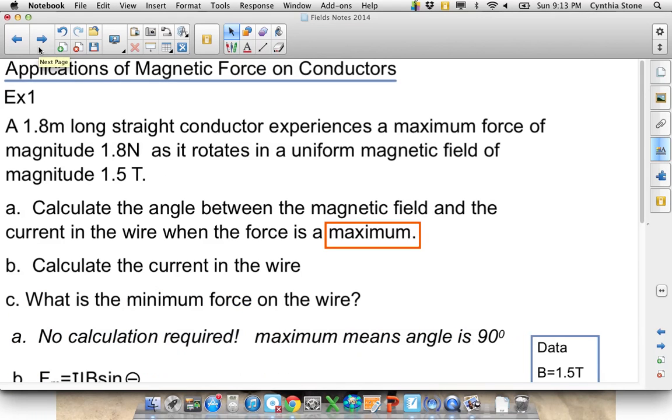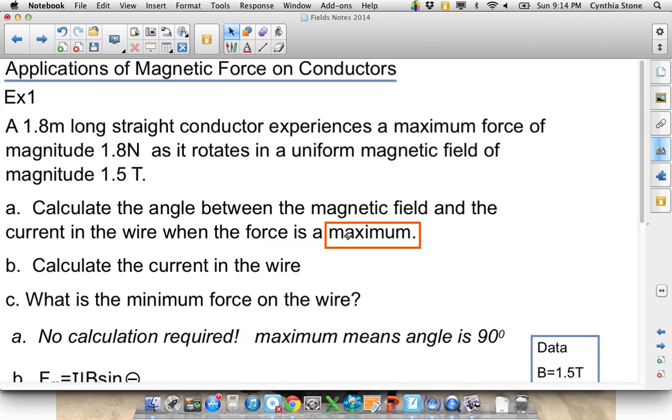All right, let's use that equation. So we know a 1.8 meter long straight conductor experiences a maximum force of 1.8 newtons. That maximum should tell you something, what the angle is going to be. And it's rotating in a uniform magnetic field of 1.5 Tesla. Calculate the angle between the magnetic field and the current in the wire when the force is a maximum.